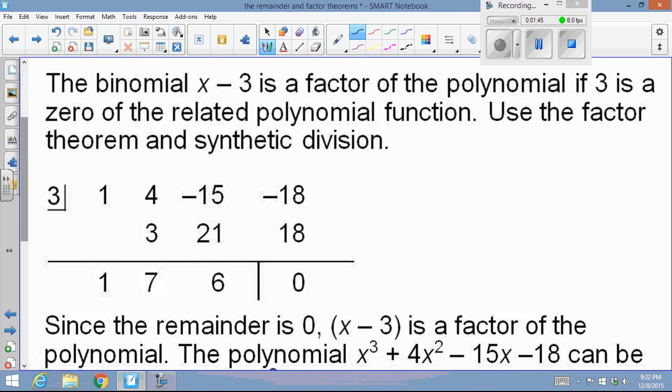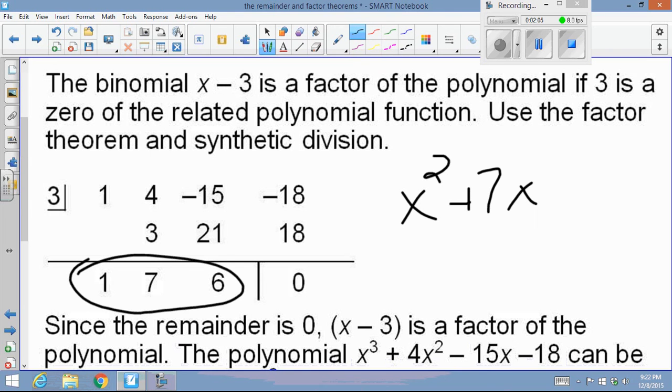Then I'm going to look at the depressed polynomial. When I say depressed polynomial, I don't mean it's sad. I mean the depressed polynomial because the degree of the polynomial is 1 less than what I started with. So since I started with an x cubed, now I have this polynomial here, which is x squared plus 7x plus 6. So I'm going to see if I can find another factor of x squared plus 7x plus 6 to factor the depressed polynomial.